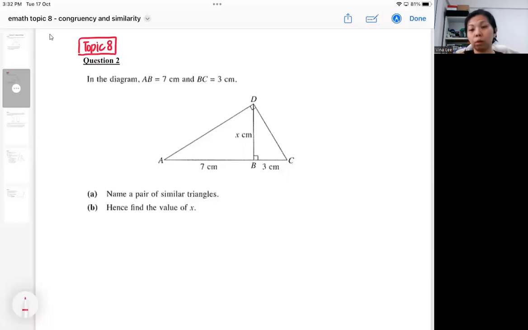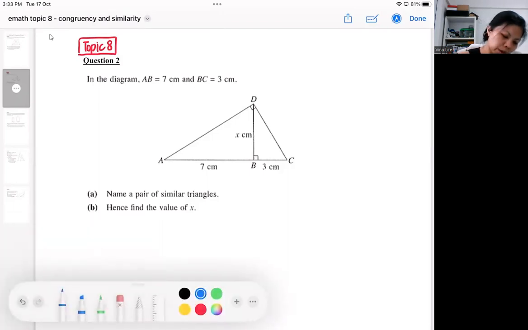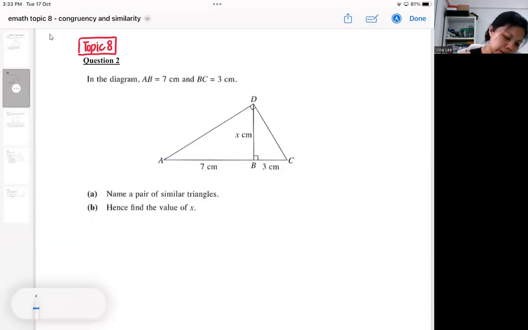For this question, there are two pairs of possible triangles. Either pair that you name, you will get it correct. However, there may be one pair that will not be able to get you the value of x. Okay, so I will focus on part A first, which are the two pairs. So first of all, the first thing I will look at will be the ABC.